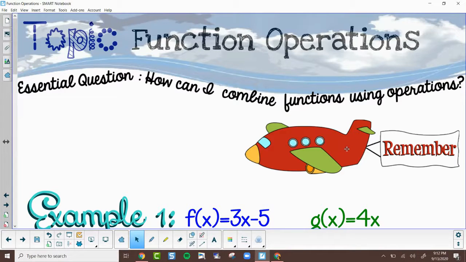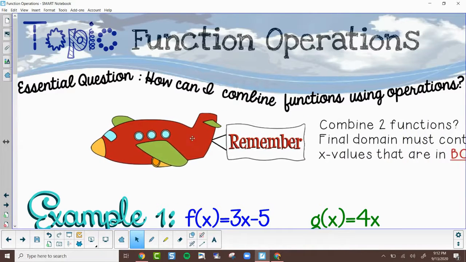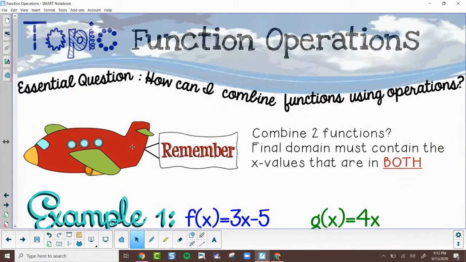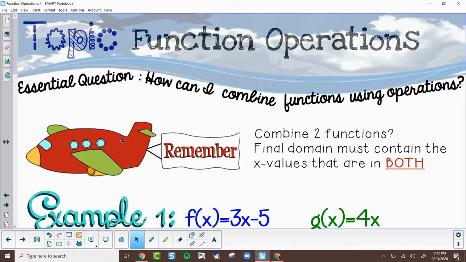new for you. So the biggest thing to remember is that when we combine functions, we need to be careful about the domain, because when we combine these functions, the domain has to work for both of them. So that is something to keep in mind.